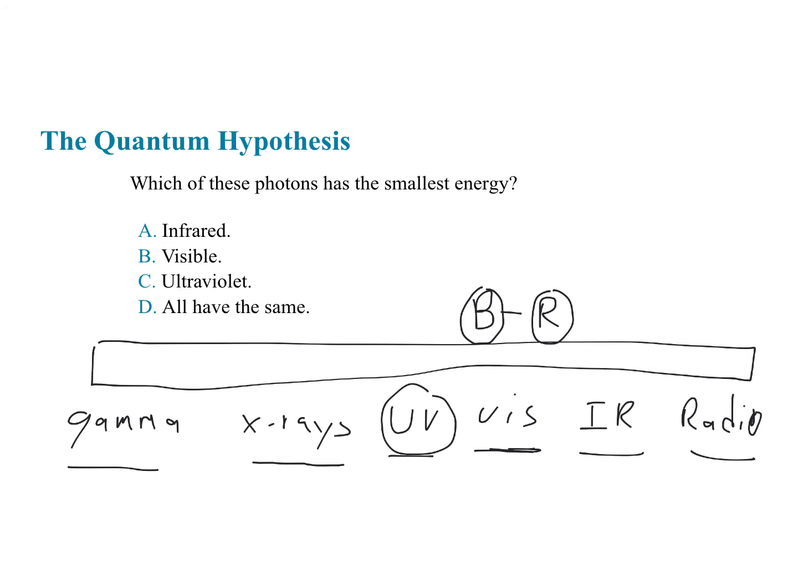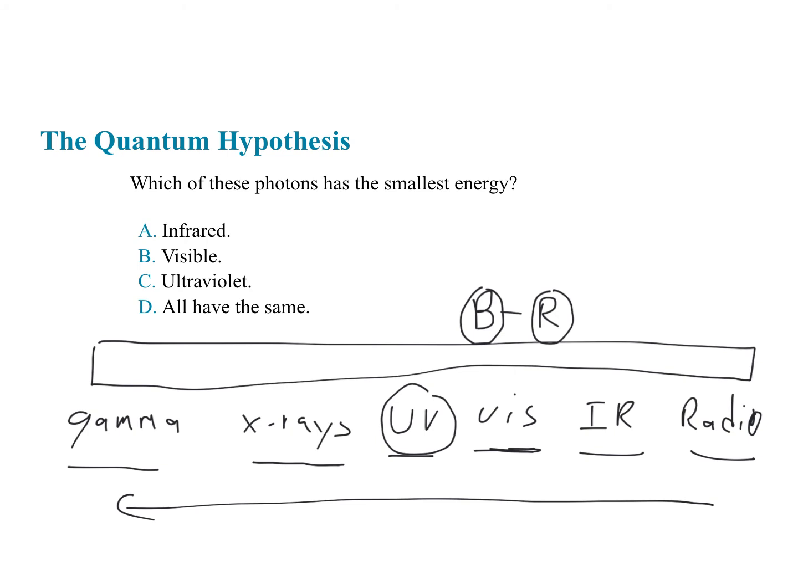And remember, higher energy goes this way. It goes towards the blue. And so X-rays have a higher energy than visible. Visible has a higher energy than infrared. And so which of these has the smallest energy?